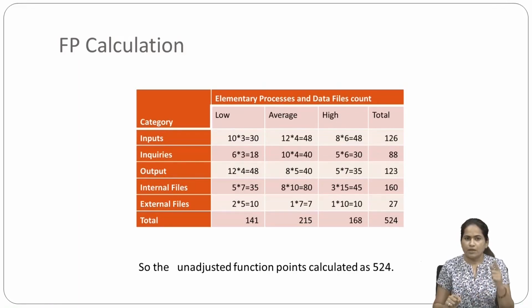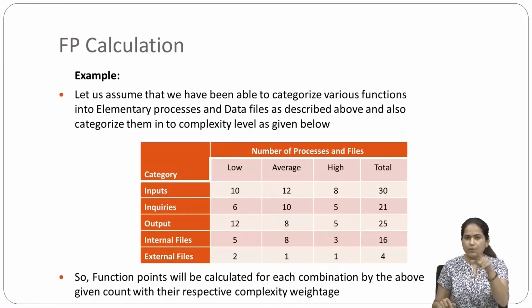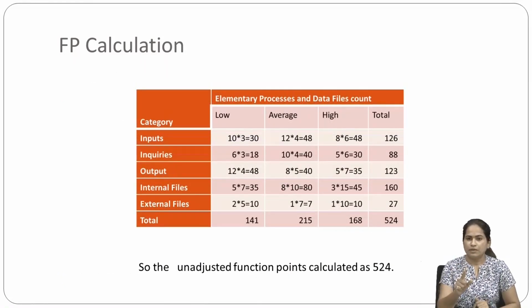Now for this type of table, when we are going to calculate it, we will consider the weighted points which we have here. See in this slide, complexity weightages are given to you: 3, 4, 6, 3, 4, 6, 4, 5, 7, 7, 10, 15, 5, 7, 10. You are going to calculate with these. This is the number of processes and files, the total number of files you have. Now here you can see the calculation of unadjusted function point.